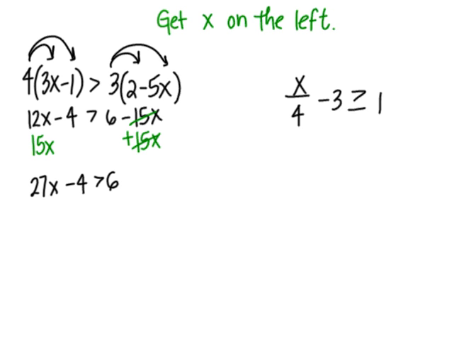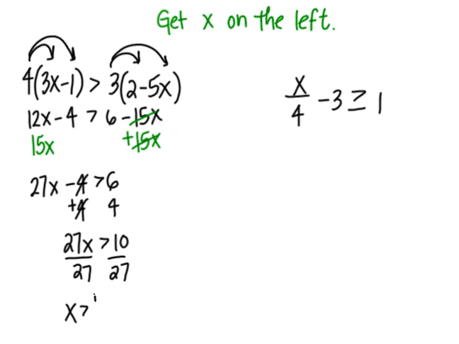Working on the x side first, I'm going to move the 4. So 27x is greater than 10. Remember, you're still working on the x side, so I'm going to move the 27, and I get that x is greater than 10/27ths.